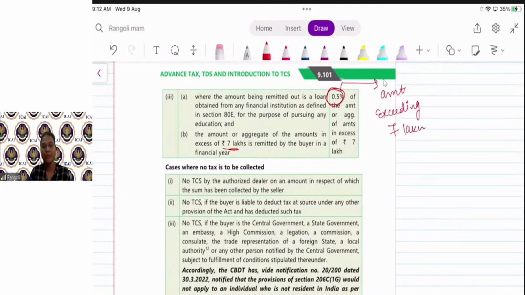But in case of tour package program, even if it is of 50,000, TCS is required to be collected at the rate of 5%.